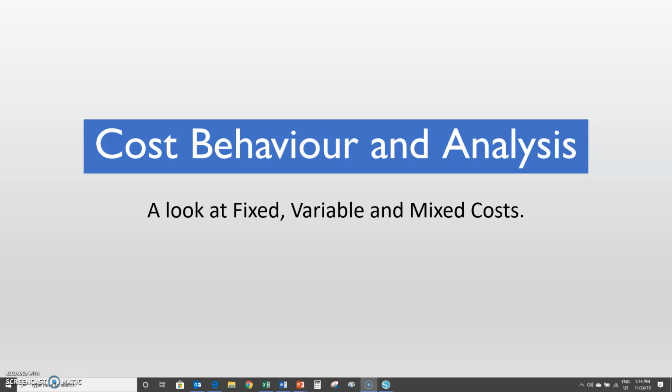I will be providing a brief summary of fixed, variable, and mixed costs, followed by some example problems using the high-low method.